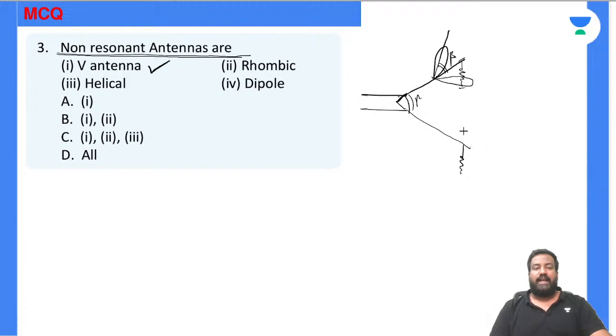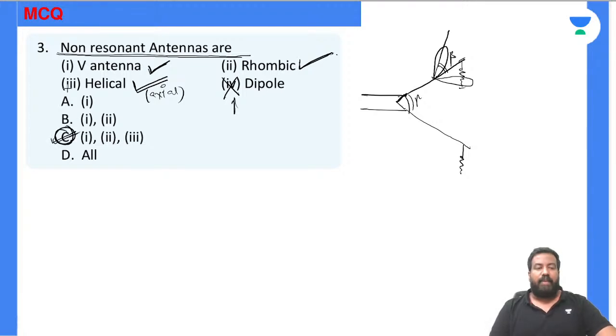For now, non-resonant antennas: V antenna, non-resonant. The rhombic antenna is formed by a V and an inverted V, which is also called a curtain antenna. It is also a wideband, non-resonant antenna. The helical antenna is also non-resonant, but it is operated in axial mode by default. Remember, if nothing is mentioned, by default the helical antenna is in axial mode only. In axial mode it is a non-resonant antenna. In normal mode it is a resonant antenna. We'll discuss this when I discuss helical antennas. The dipole antenna is definitely a resonant, narrow band antenna. So the non-resonant antennas are 1, 2 and 3.